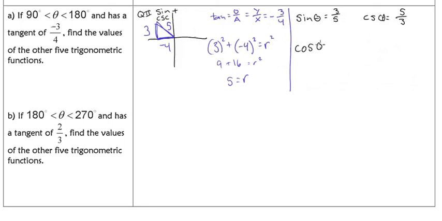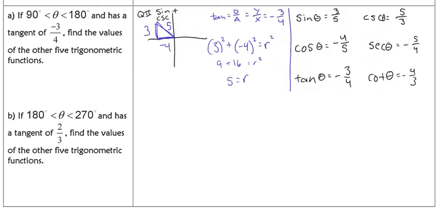Cosine of theta, that gives us the adjacent over the hypotenuse, or the x value over the radius, and we've got -4/5. The secant, the reciprocal of that, is going to be -5/4. Lastly, our tangent, we're given our tangent already. Tangent of theta is going to be -3/4. And our cotangent of theta will be -4/3.